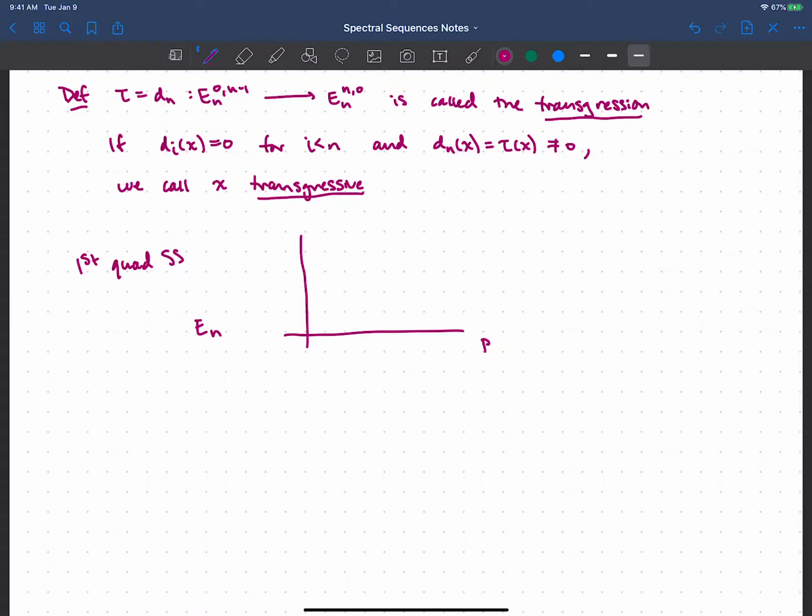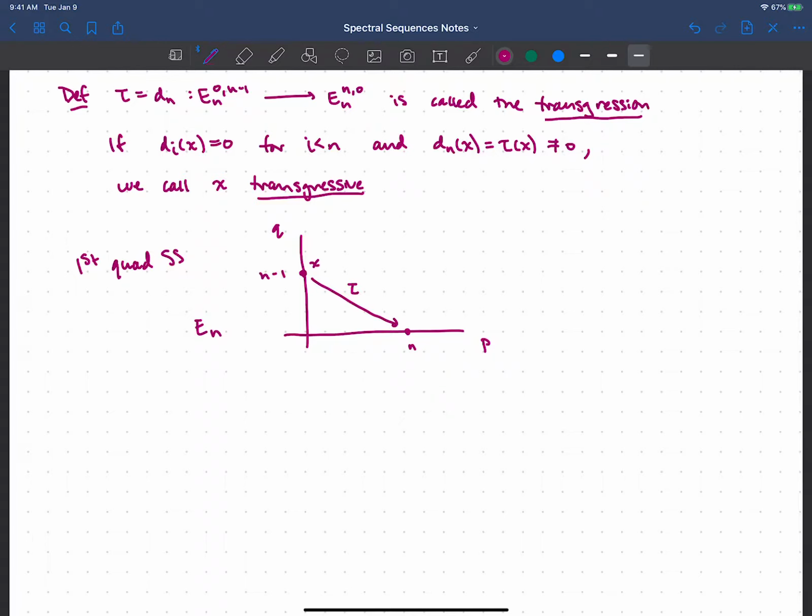So we usually draw P and Q here. On the E_n page, we're looking right here on the Q axis at something where Q is equal to n minus 1. And maybe there's some little x there. And mapping over to the p-axis at degree n, that's our transgression tau.